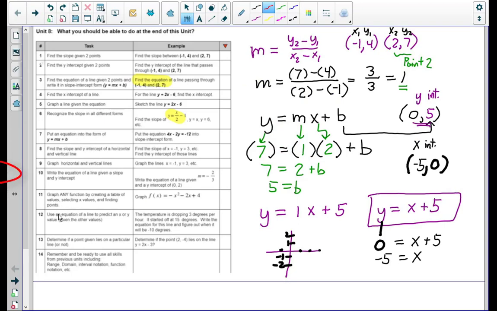Okay, that's a graphing function. Use an equation of a line to predict an x or y value. All right, we'll do two birds with one stone here. We'll actually do a skill called converting a word problem into an actual equation. So the temperature is dropping 3 degrees per hour. When you hear per hour, that's a rate, which is a slope. So it's dropping 3 degrees per hour.